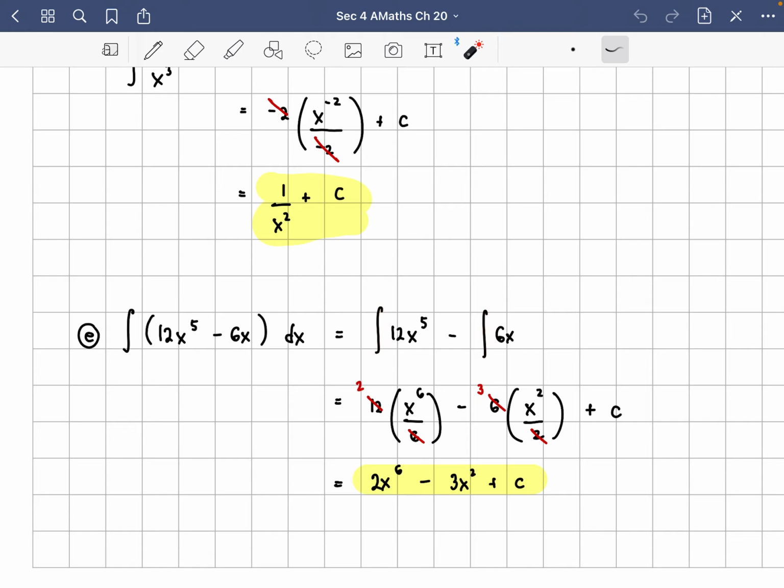So getting the antiderivative of this, the 12 here will be set aside. And then what is the antiderivative of x raised to 5? It's x raised to 6 over 6. And then for 6x, again, you set aside 6. And then what is the antiderivative of x? It's x squared over 2. And then plus c. So simplifying this, our final answer is 2x raised to 6 minus 3x squared plus c.